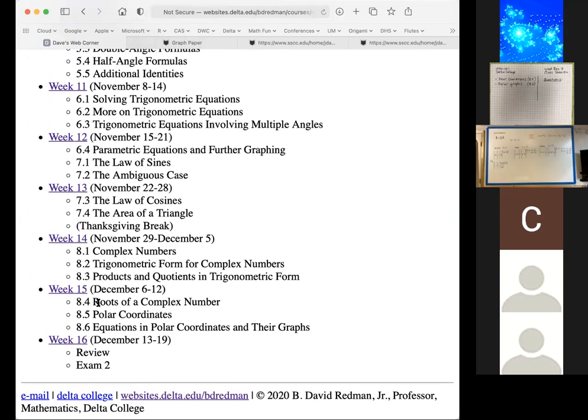And last time we talked about roots of complex numbers and introduced polar coordinates. I'll go over those quickly again here, but I want to show you some very beautiful equations that you can graph with polar coordinates. So a little bit of fun. It's like half work, half fun.